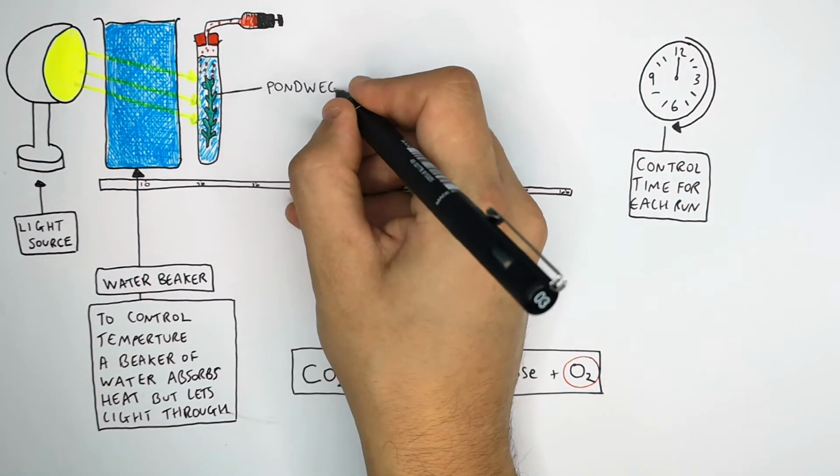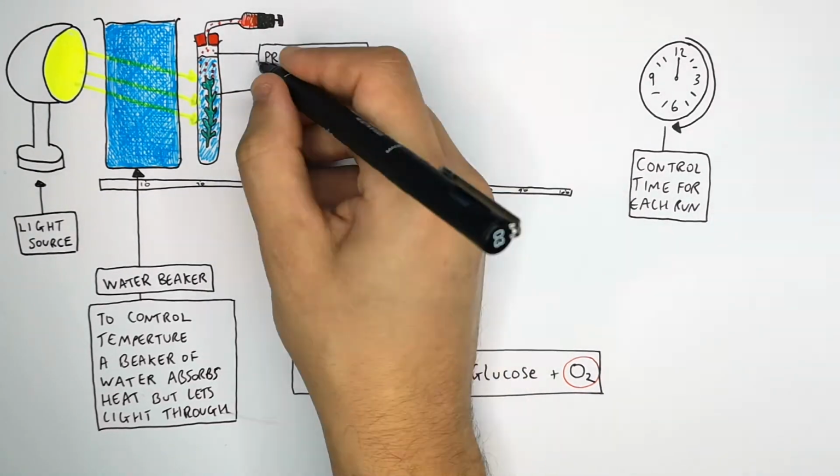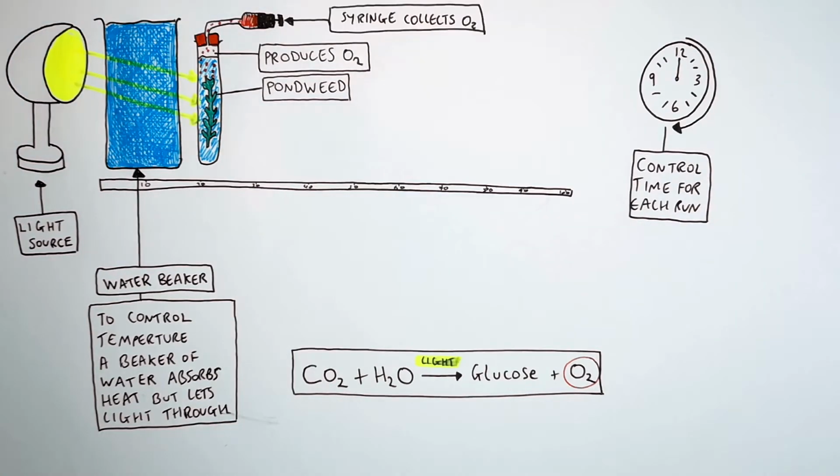So this is the pondweed that is going to photosynthesize and then produce oxygen that it will release into the water, and the syringe is going to collect that oxygen. That is what we're going to measure. So the volume of oxygen collected by the syringe is going to be our dependent variable. It is what we measure.